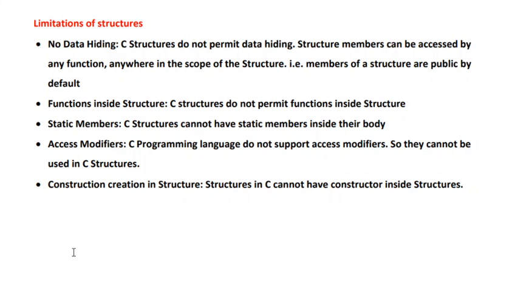The second important disadvantage is functions inside a structure: a C structure does not allow any function inside the structure. Static members: a C structure does not allow a static member inside the body of the structure. Access modifiers: the C programming language does not support any access specifiers, so they cannot be used in a C structure. Constructors: a structure in C does not allow constructors inside the structure. These are the major limitations of structures that we have.